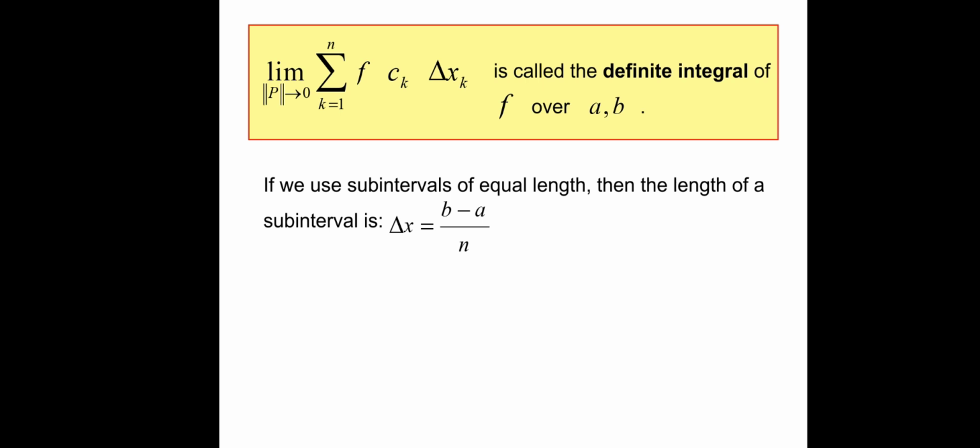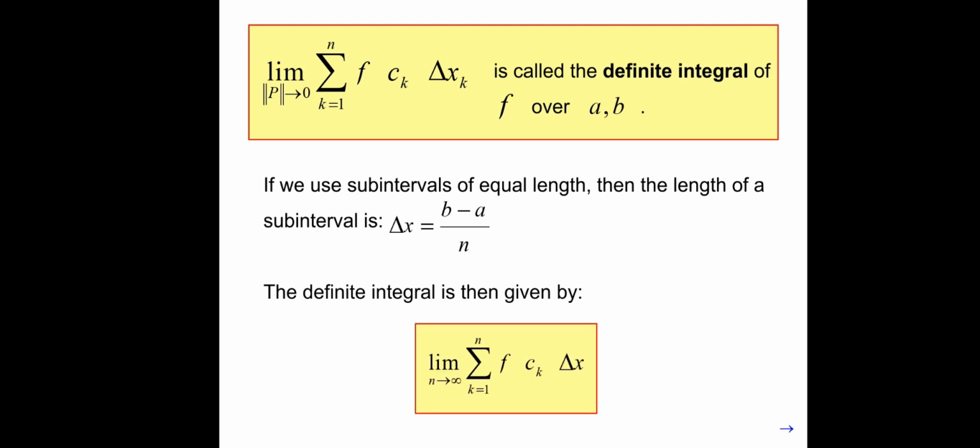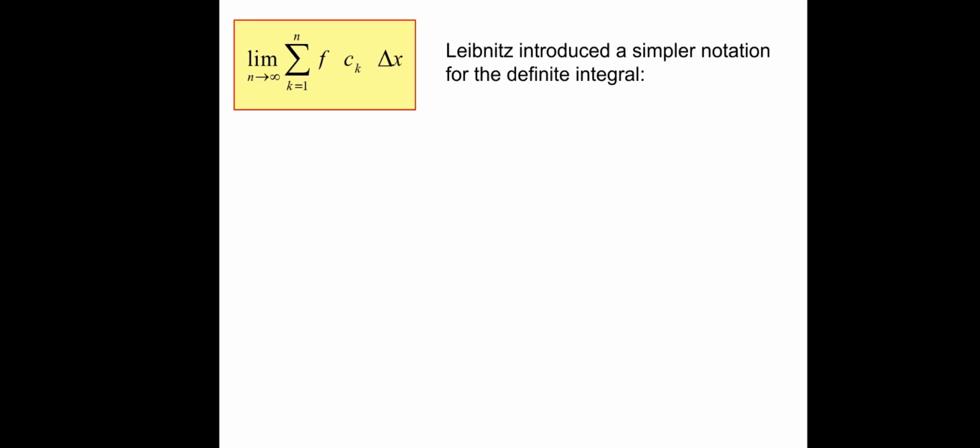If we use subintervals of equal length, then the length of a subinterval is Δx equal to (b minus a) over n. The definite integral is then given by that equation.